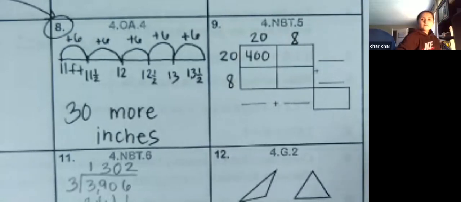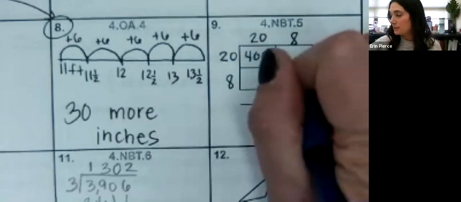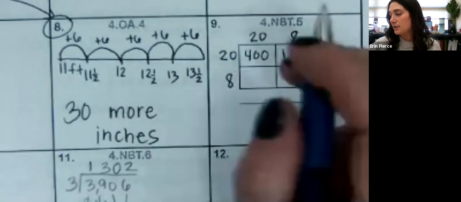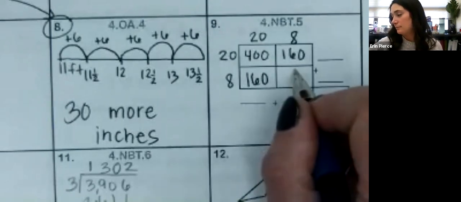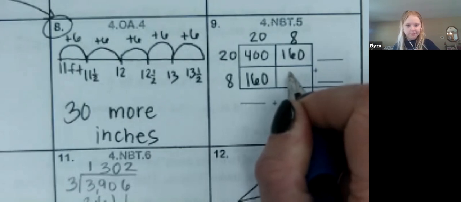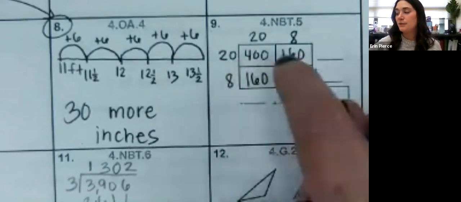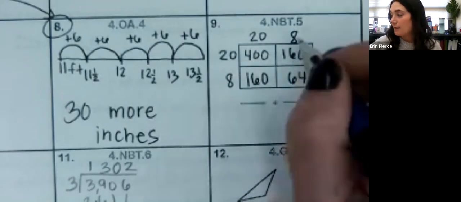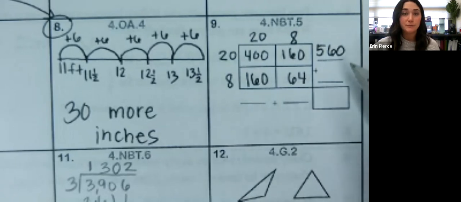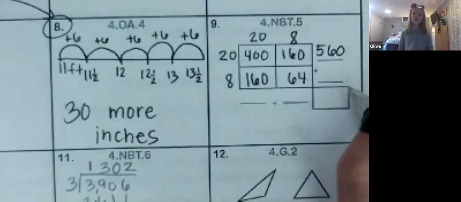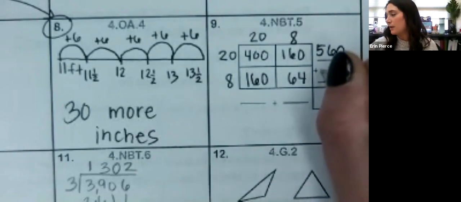Olive. 160. So 20 times 8, we just did that. That's 160. Finally, 8 times 8. Eliza. 64. 400 plus 160 is 560. 160 plus 64. Now I have to do a little bit more mental math. What is my answer for that, Olive? 224. That is correct.